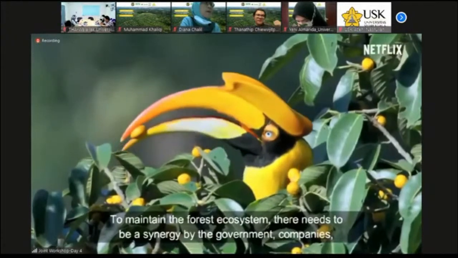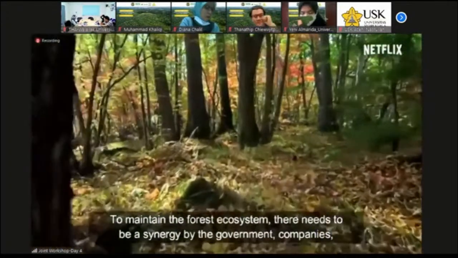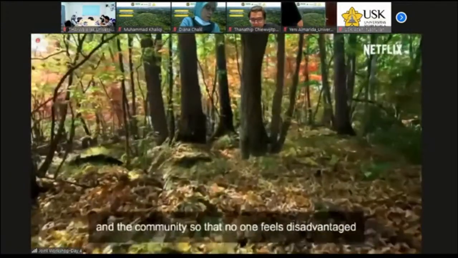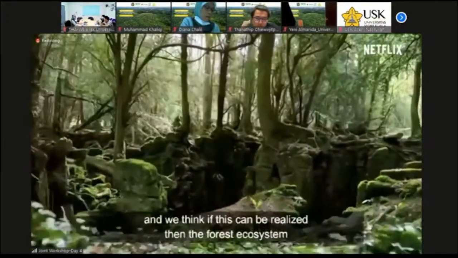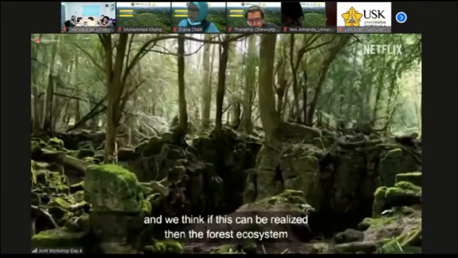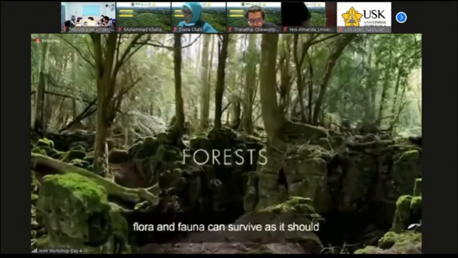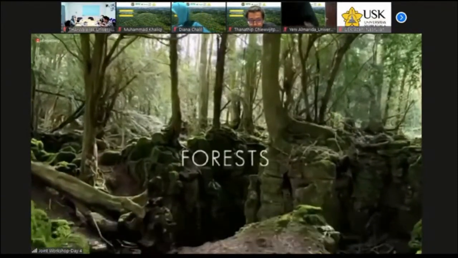To maintain the forest ecosystem, there needs to be a synergy between the government, companies, and the community so that no one feels disadvantaged. And we think that if this can be realized, then the forest ecosystem, flora and fauna, can survive as it should.